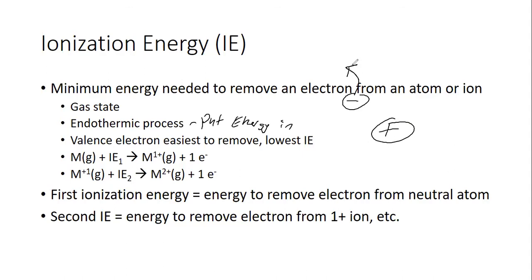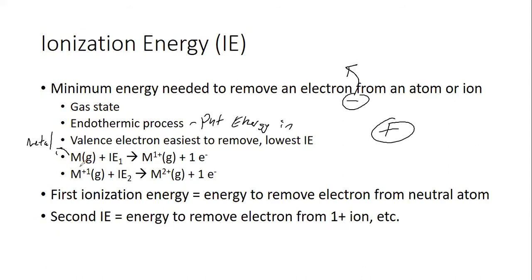And remember, valence electrons are those electrons in the outer shell. Those are the easiest to remove, and they have the lowest ionization energy. And you can have multiple ionization events. So here, this M just stands for a metal. That's not actually an element, it's just a metal.